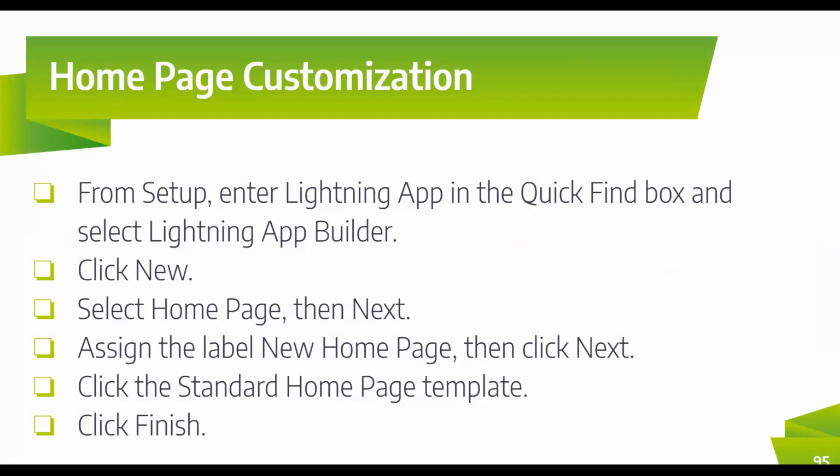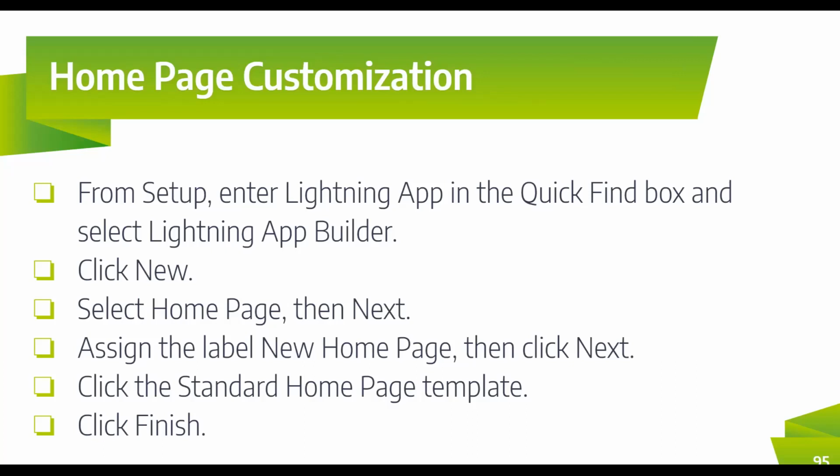In order to customize my home page, I go to Setup on the home. Under this, I have the Quick Find box. In the Quick Find box, I type Lightning App. Under the menus, you can see Lightning App Builder will be displayed. I click on Lightning App Builder, and it will take you to the Lightning App Builder page. There you can see a button called New. I click on the New button, and it takes you to the next page. There you select the Home Page option and then click on the Next button.